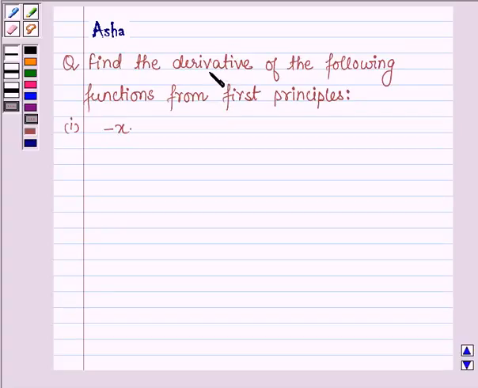The question says, find the derivative of the following functions from the first principles. First one is minus x. So before we find the derivative with the help of first principle, first let us learn the first principle of derivative.